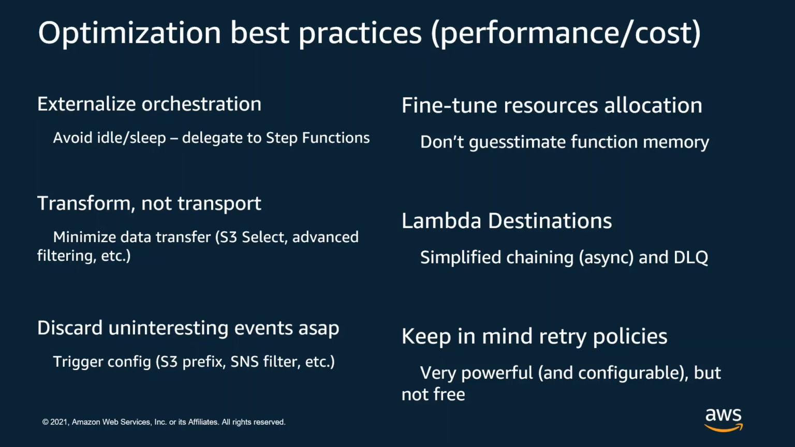Allocate memory correctly, as we've been through, to get the most performance for the best cost. Use Lambda destinations to send records of Lambda invocations to other services. And this allows you to more simply chain successful Lambda invocations for simple use cases, and also allows you to send more information about failures to other services. Lambda destinations is preferred over dead letter queues or DLQs, but you can also still use these if you do want to.